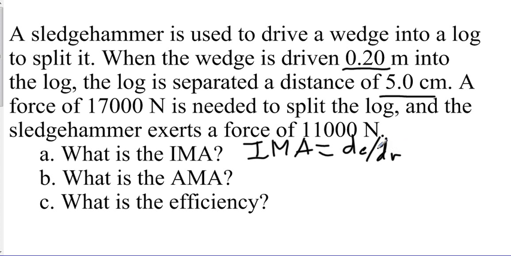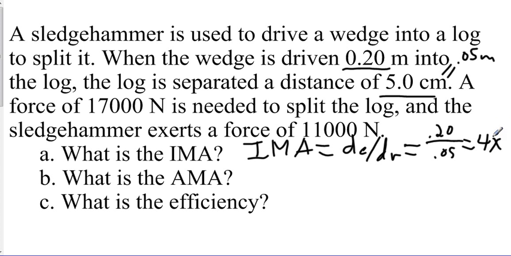Now, before we can do this calculation, we need to make sure that our units are matching. It honestly doesn't matter which set of units you choose. It's always easiest to be consistent and to move it into the base unit, though. And so in this case, if we have 5 centimeters, that's going to be equal to 0.05 meters. And so for this equation, all we have to do is 0.20 divided by 0.05, and that gives us a 4x advantage for the ideal mechanical advantage.